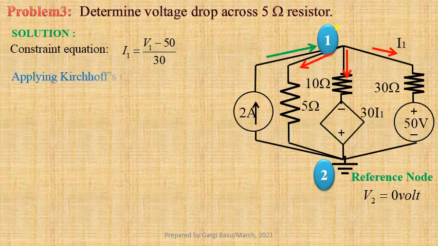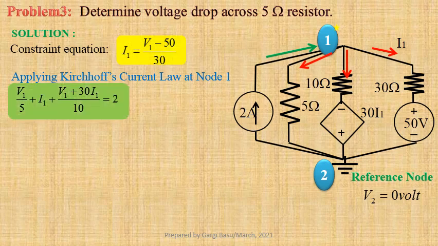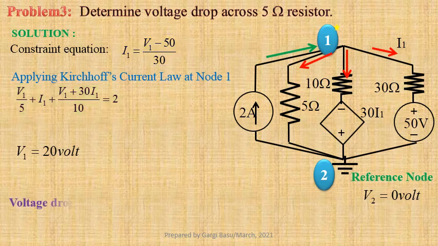Applying Kirchhoff's current law at node 1, we get V1 by 5 plus I1 plus (V1 plus 30 times I1) divided by 10 equals 2. Using the expression of I1, we get V1 equals 20 volts. We observe that voltage drop across 5 ohm resistor is V1, that is equal to 20 volts.